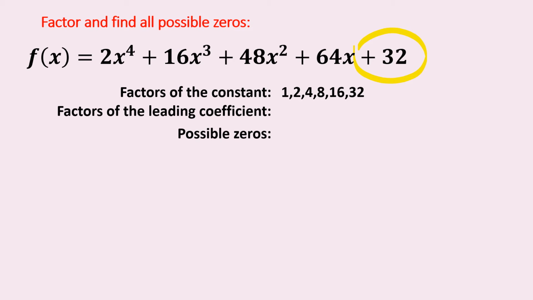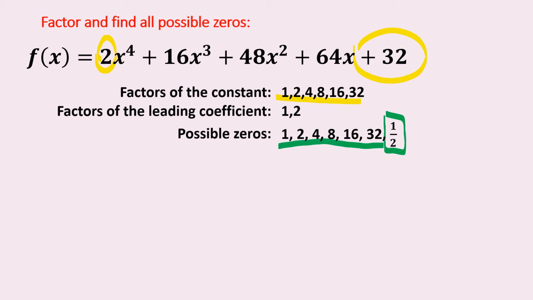Factors of the leading coefficient, only 1 times 2. And then we take all these numbers and we divide them by 1 to start. And then after that, we divide them all by 2. And the only new thing when we divide by 2 is 1/2. Okay, because 2 over 2, for example, is 1. 4 over 2 is 2. All those other numbers end up in that list right there.